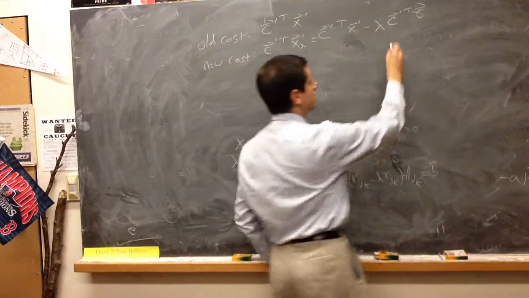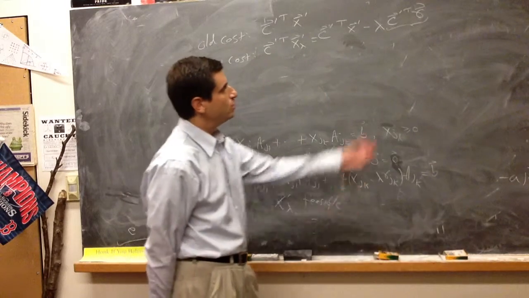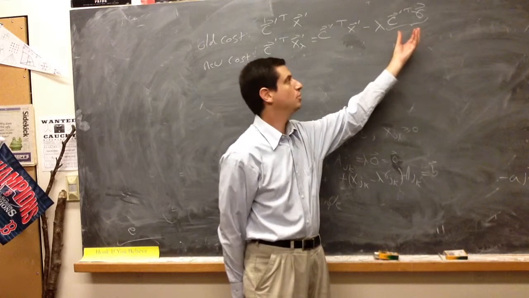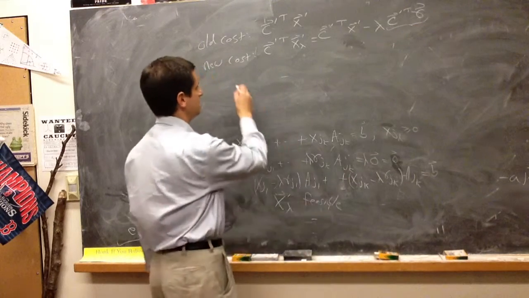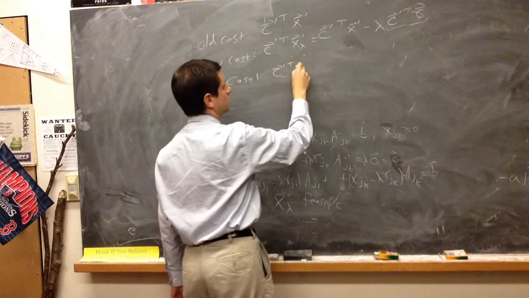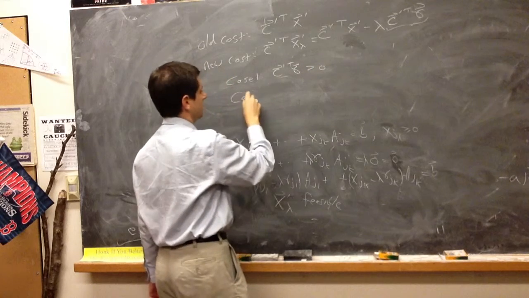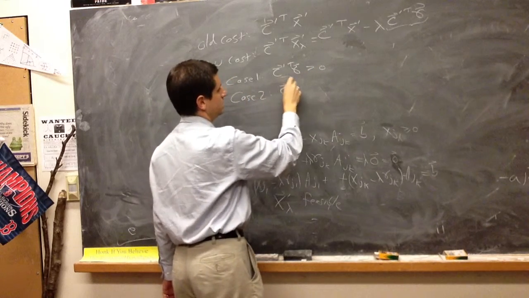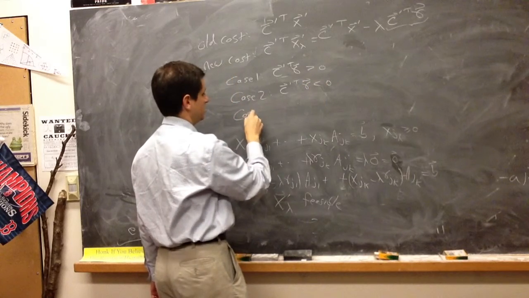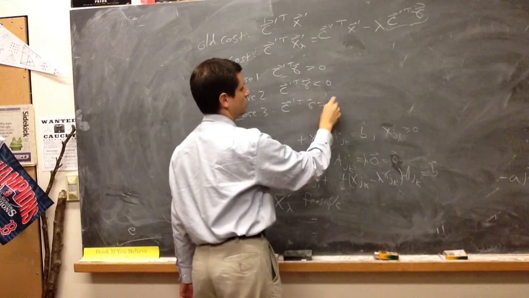Well, there are three cases for this quantity. We talked at length about the possibilities. Unfortunately, we can't just look at the problem and see what this is. We don't know, but we can investigate the cases. So case 1, C prime transpose gamma is greater than 0. Case 2, C prime transpose gamma is less than 0. And not surprisingly, case 3, C prime transpose gamma equals 0.